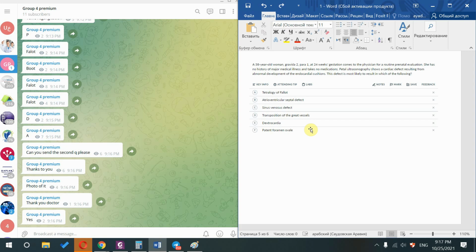Remember, normal pregnancy is 40 weeks. She comes to the physician for a routine prenatal evaluation. She has no history of major medical illness, and she takes no medication. Awesome. Fetal ultrasonography shows a heart defect resulting from an abnormal development of the endocardial cushion. Okay. So the defect is most likely to result in which of the following? So the endocardial cushion is abnormal.